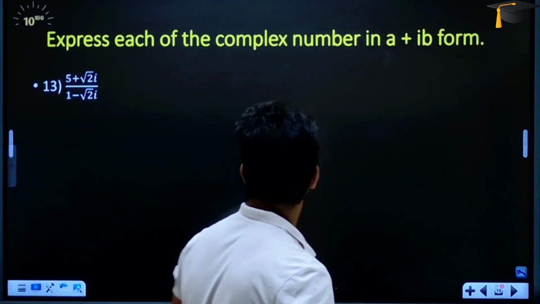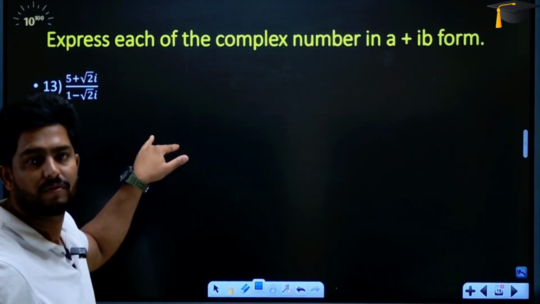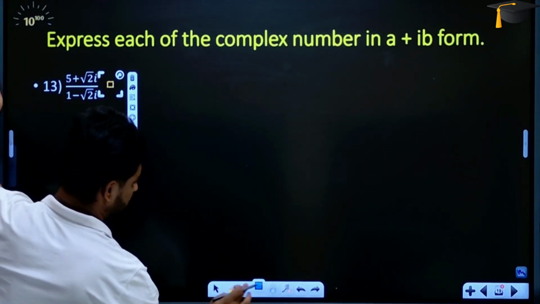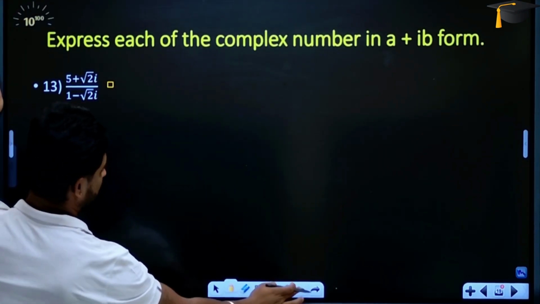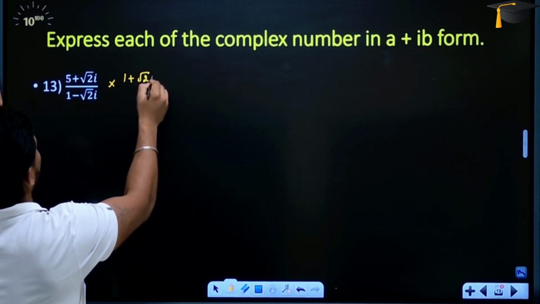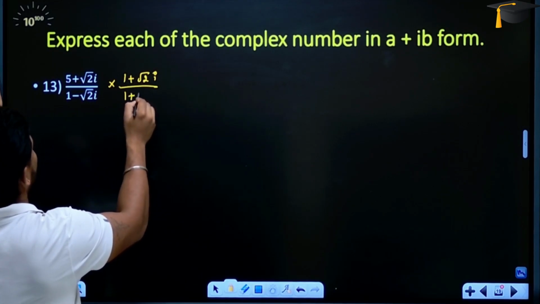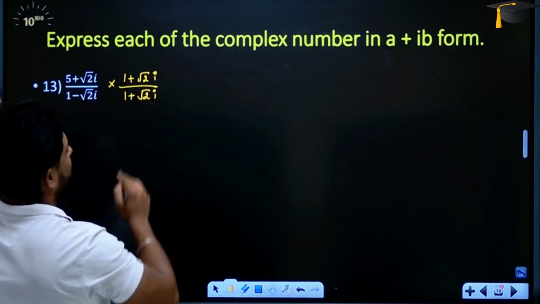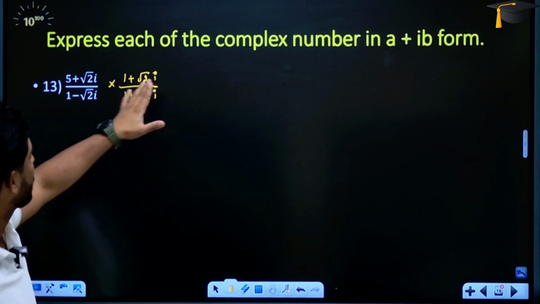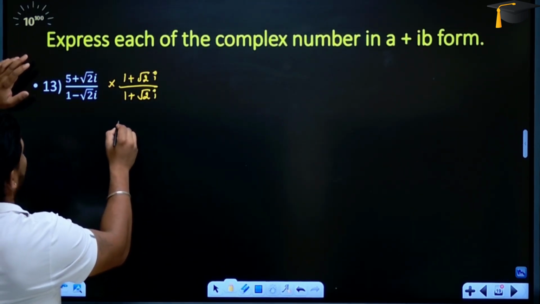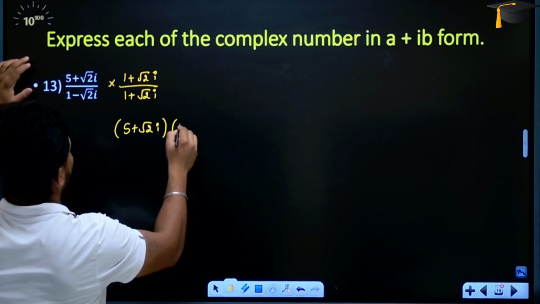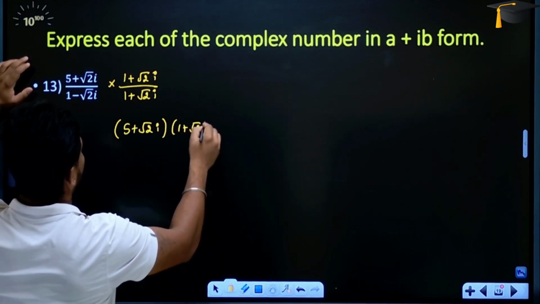So if you take the previous question now, this is also in the division format. So let's do rationalization by taking the conjugate of this. So what is the conjugate? Into 1 plus root 2i divided by 1 plus root 2i. 1 plus root 2i. Understood? Conjugate is the opposite: here it was 1 minus, so we take 1 plus. So numerator is binomial multiplication: 5 plus root 2i into 1 plus root 2i, right?